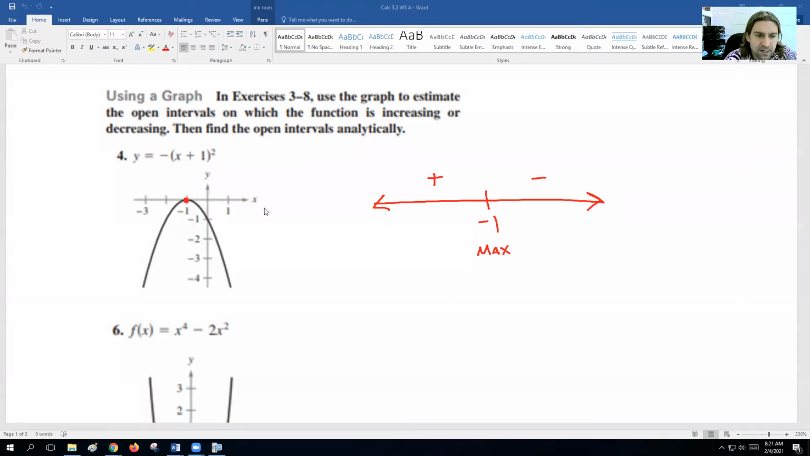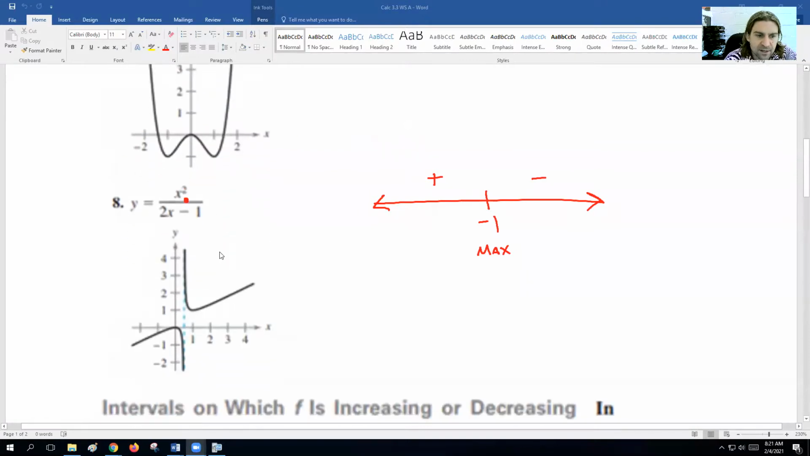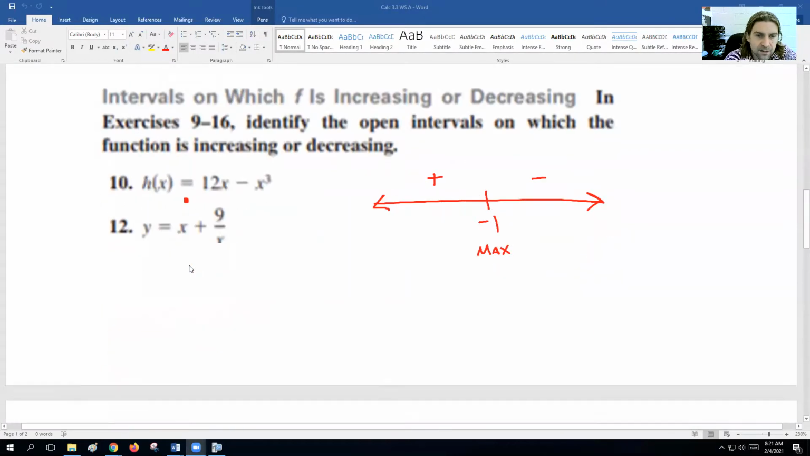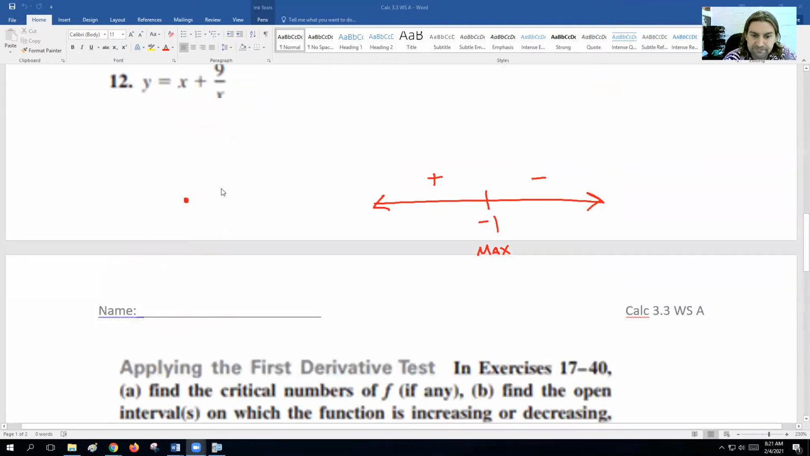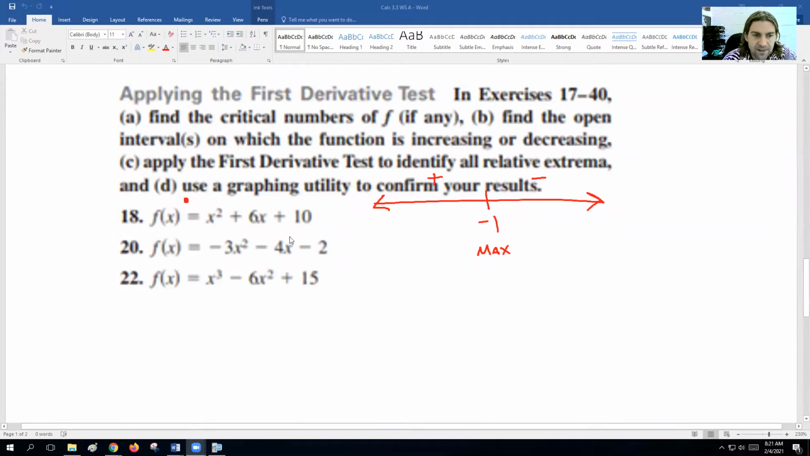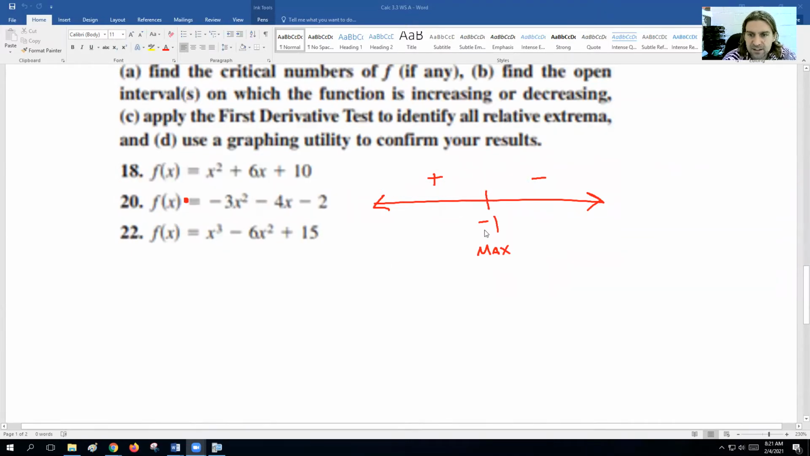So for each one of these graph problems, you're just going to make the number line here. Okay. Then for 10 and 12, you're going to go through and, without the graph, see if you can take the derivative and find the critical numbers. Some of those might look a little specific, like 12. It kind of looks familiar. And then 18, 20, 22, the same thing, except they definitely want you to try to see what those mins and maxes are.